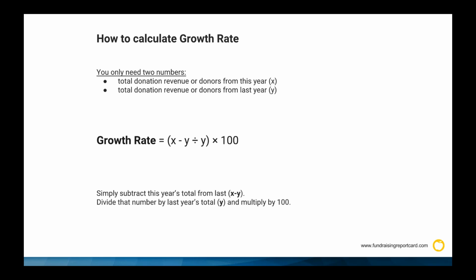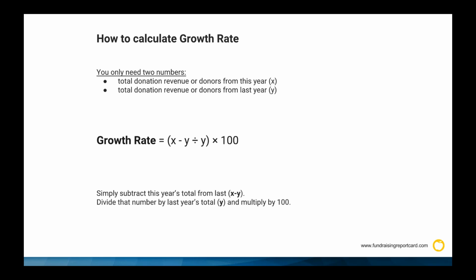So your donor growth rate would be your X, which is your donors from this year. How many donors did we have this year? Minus how many donors did we have last year, divided by the total number of donors we had last year, then multiplied by 100 to give you that nice percentage.